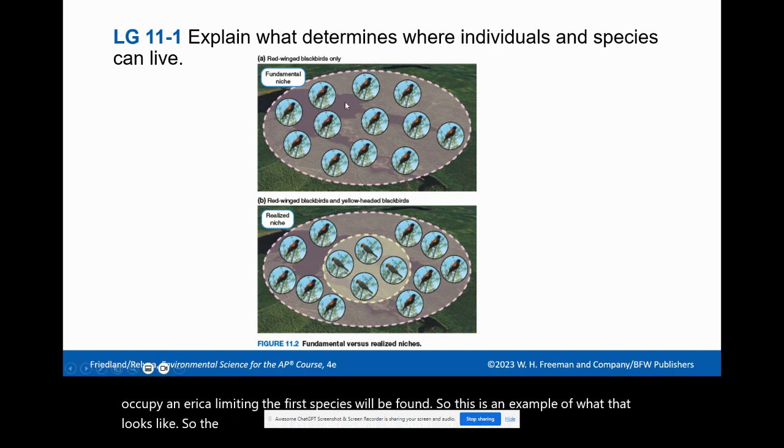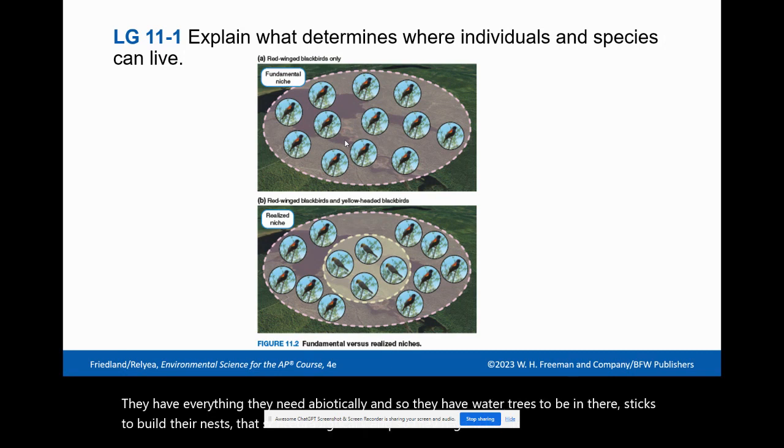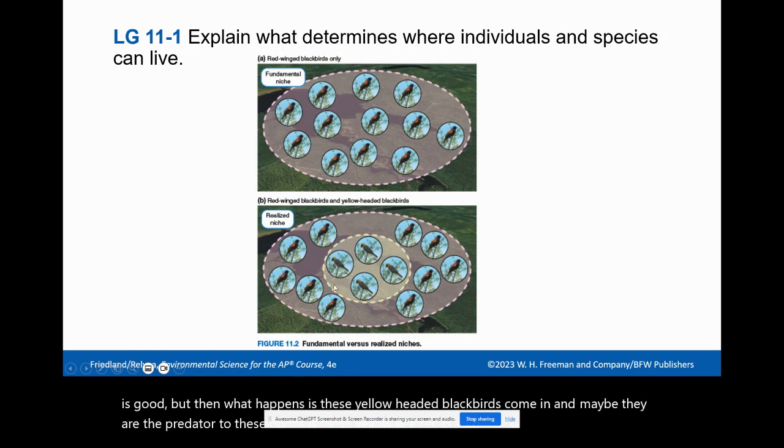So the fundamental niche of these red-winged blackbirds in this particular field or area is that they have everything they need abiotically. They have water, trees to be in, and sticks to build their nests, that sort of thing. The temperature is right, the seasons are good, the wind is good. But then what happens is these yellow-headed blackbirds come in, and maybe they are the predator to these birds, or they'll destroy their nest or something like that. So now these red-winged birds can no longer occupy this space.